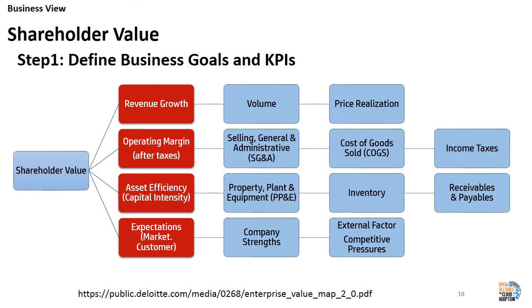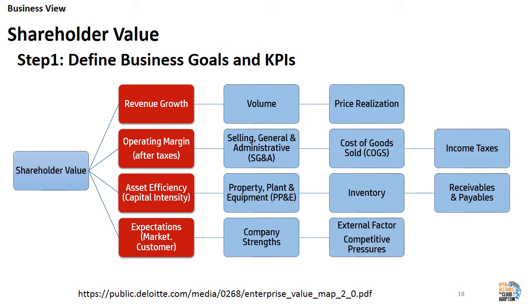Step 1 is to develop the business goals and KPIs. This is the first step in the business view. If you are developing an IT strategy for a corporation, we recommend that you use the shareholder value categories as a basis for identifying your goals and KPIs. If you're developing an IT strategy for a government, we recommend that you use the stakeholder value categories as the basis of identifying your goals and your KPIs.